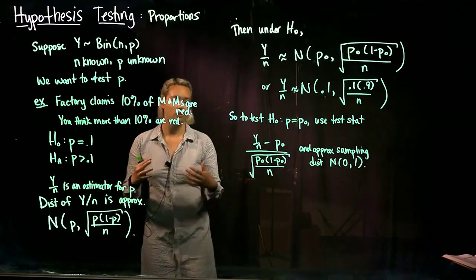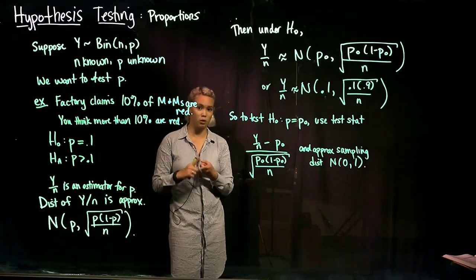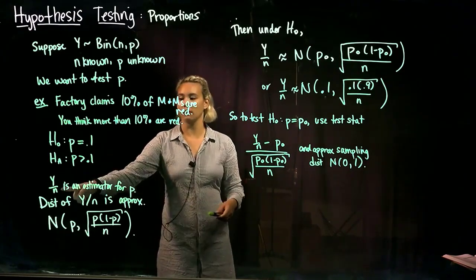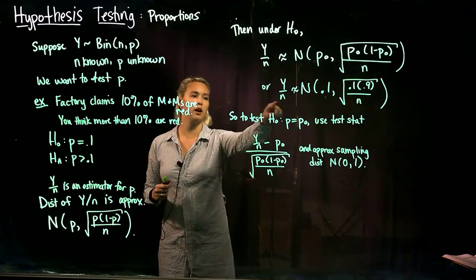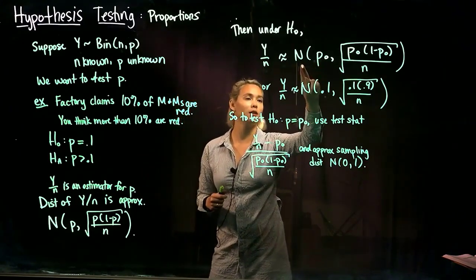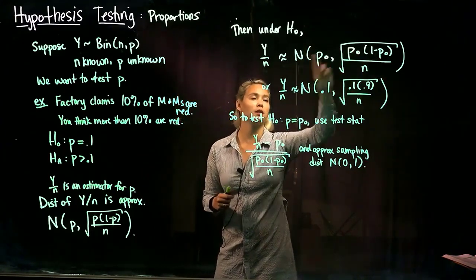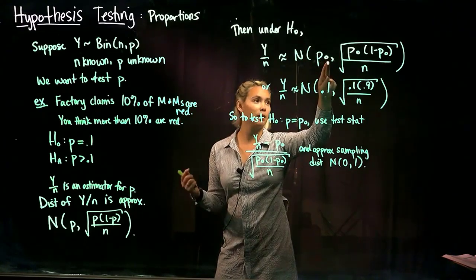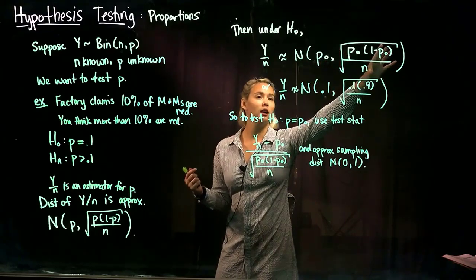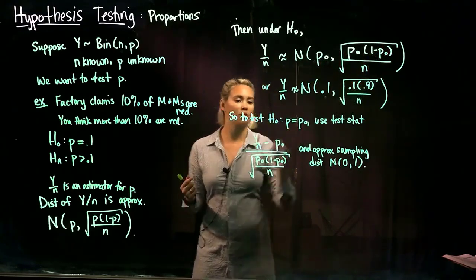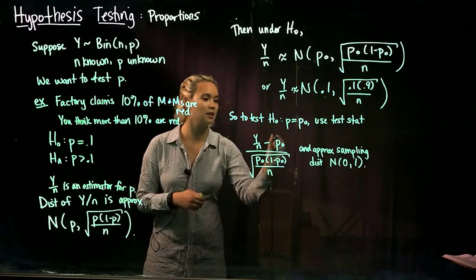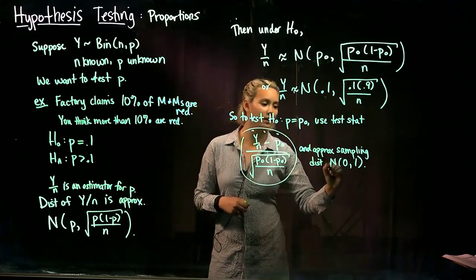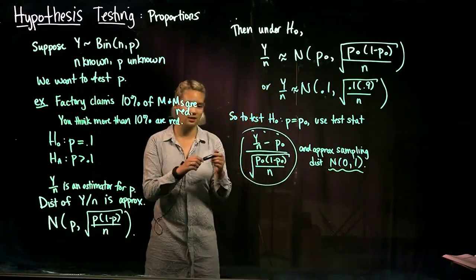All right, so summary, if you're looking to test one proportion, we're going to use the estimator y over n, and we know that y over n has approximately this distribution under the null hypothesis: normal, mean p naught, which is the value of p under the null hypothesis, and then the standard error under the null hypothesis. So we can rewrite this. So here's our test statistic, and then we know that under the null hypothesis it's going to have a distribution that's standard normal.